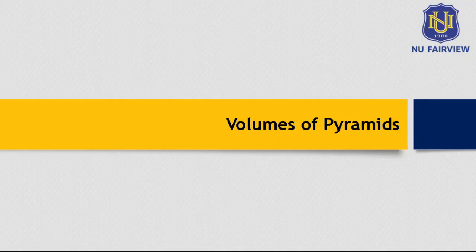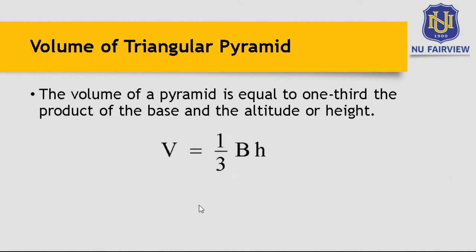Now, let's check naman on the volumes of pyramid. So, alam nyo naman na kapag volumes of pyramid, it's in a cubic unit. Okay, let's have a look kung anong formula. So, the volume of yung pyramid nyo is equal to 1/3 the product of the base and the altitude. So, tatandaan po, 1/3 times base times height. Okay?